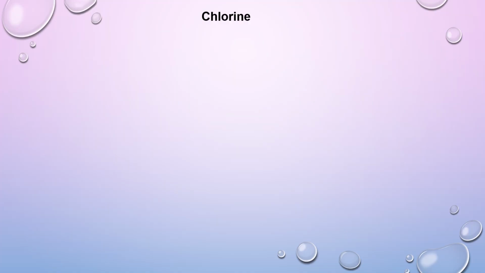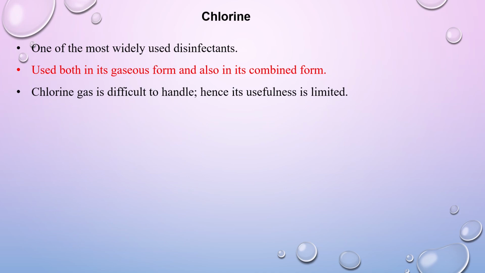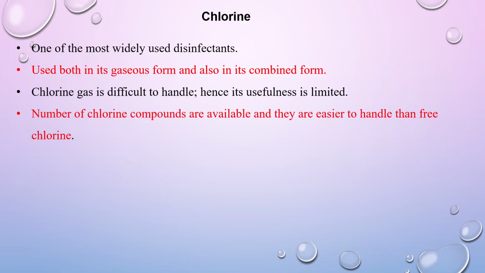The next halogen is chlorine. Chlorine is one of the most widely used disinfectants. It is used both in its gaseous form and also in its combined form. Chlorine gas has been used since ages for purification of water supplies. Chlorine gas is difficult to handle, hence its usefulness is limited. A number of chlorine compounds are available and they are easier to handle than free chlorine. These compounds are sodium and calcium hypochlorites.